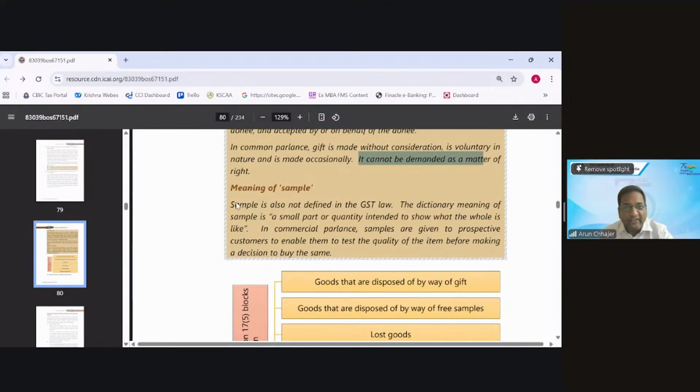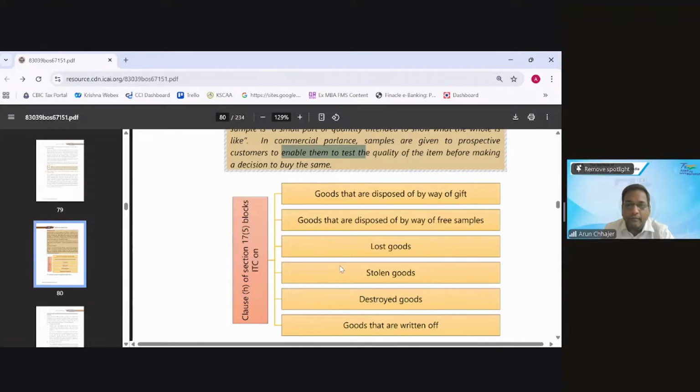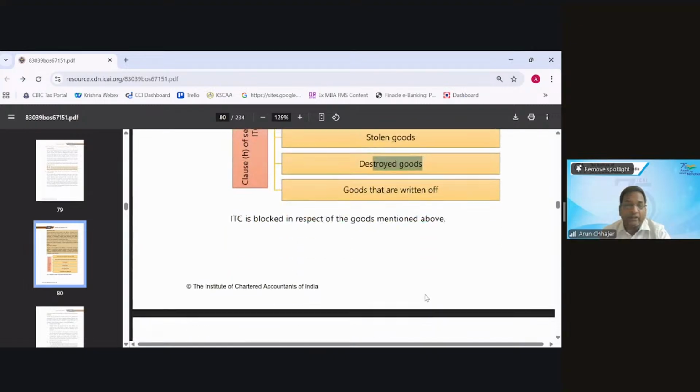Sample is also not defined in the law. The dictionary meaning of sample is a small part or quantity intended to show what the whole is like. In commercial parlance, samples are given to the prospective buyer to enable them to test the quality, feel, etc. Goods that are disposed of by way of gift. Goods that are disposed of by way of free sample. Goods which have been lost, stolen, destroyed, or written off.